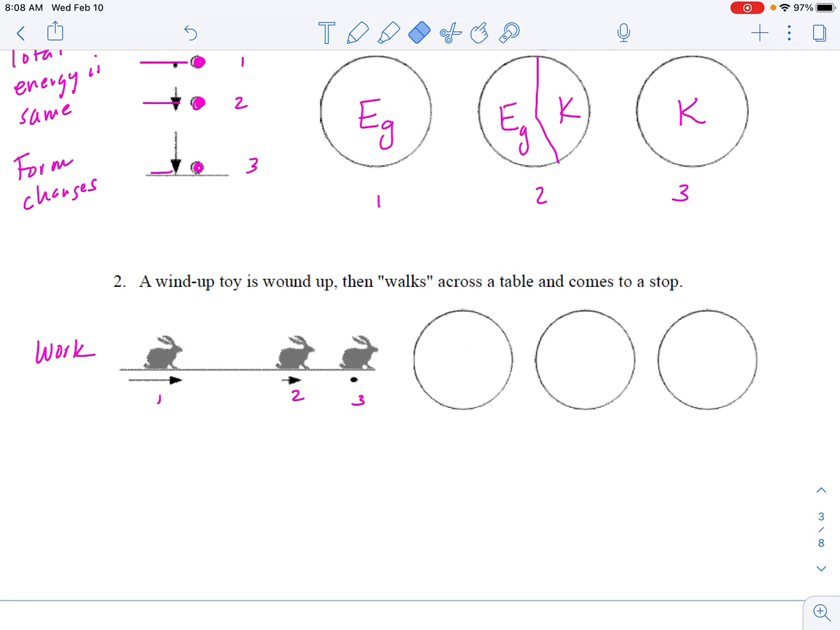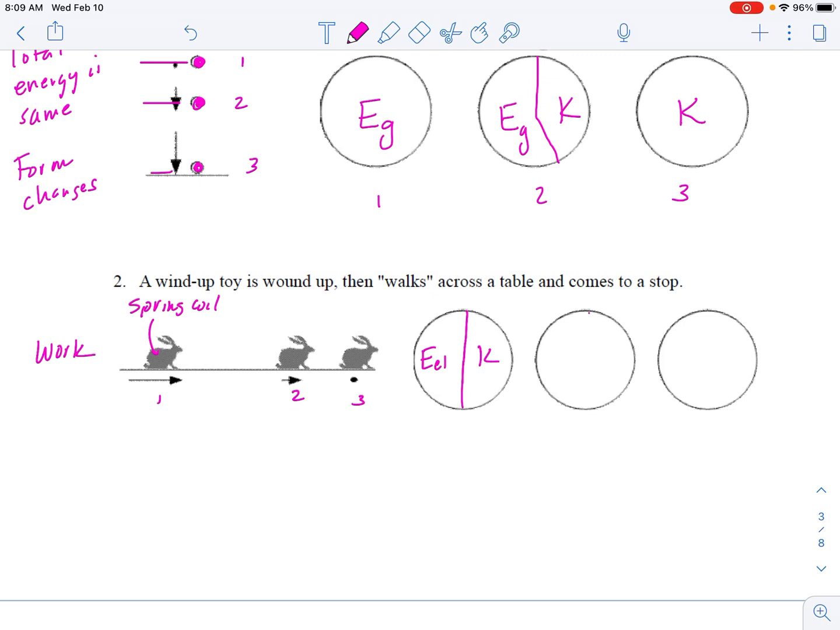Actually, I take that back. It's going to be kinetic energy, but there's also a spring coil inside that's storing elastic potential energy. So this object has some of both. It has elastic potential energy and it has kinetic energy.